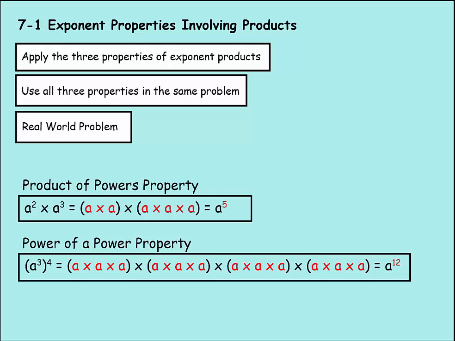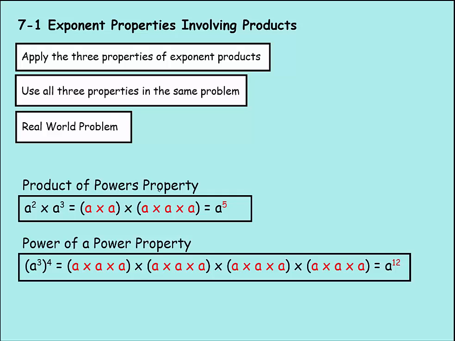We are on lesson 1 of chapter 7, which is exponent properties involving products. We're going to apply the three properties of exponent products. We're going to use all three properties in the same problem. Then we're going to do a real-world problem. Here are two of the properties that we're going to work with most extensively.